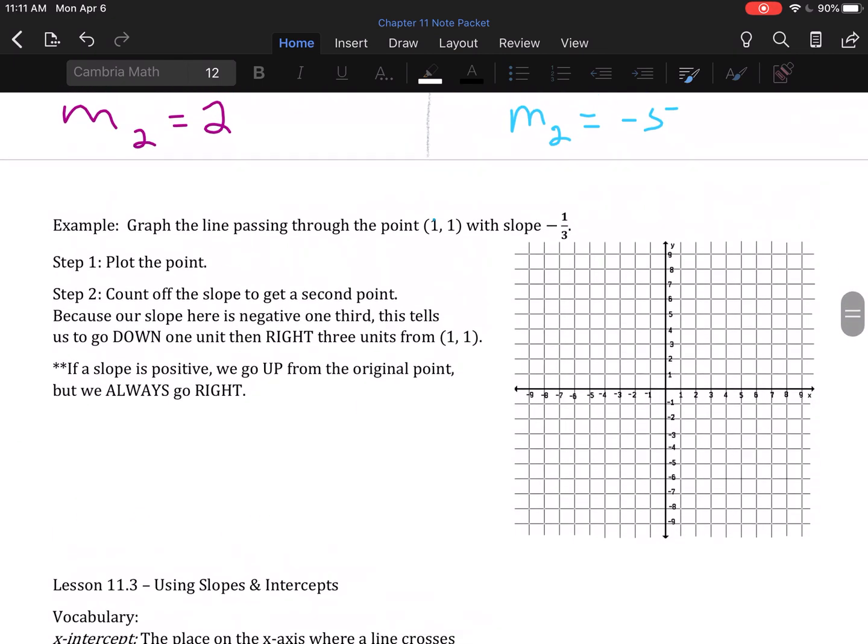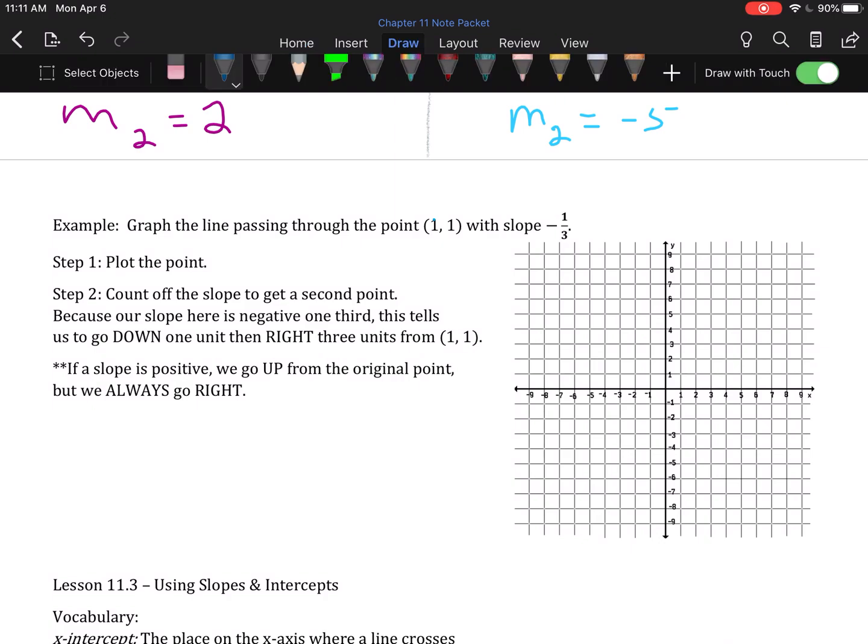The last bit here is going to be graphing with this information. If I give you a point and a slope, all you have to do is plot the point. So 1, 1: right one, up one, point. Count the slope off. Here the slope is negative 1/3. Negative means go down, and remember, slope is rise over run. So down 1, right 3. Down 1, right 3 from where we started is over here at 4, 0, and we would connect those.